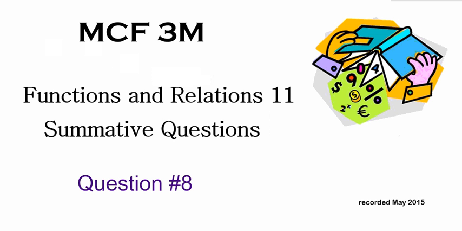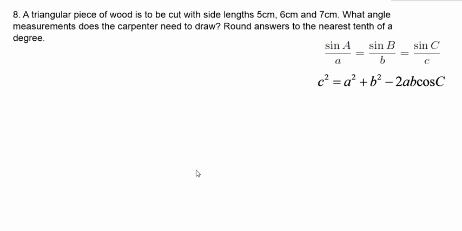This video is for grade 11 students in functions and relations who are working on the summative. It's question number 8. A triangular piece of wood is to be cut with side lengths 5, 6, and 7 centimeters. What angle measurements does the carpenter need to draw? Round answers to the nearest tenth of a degree.